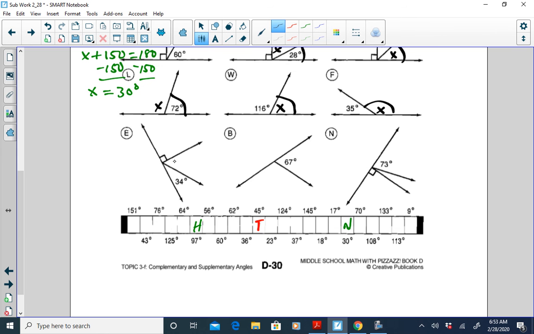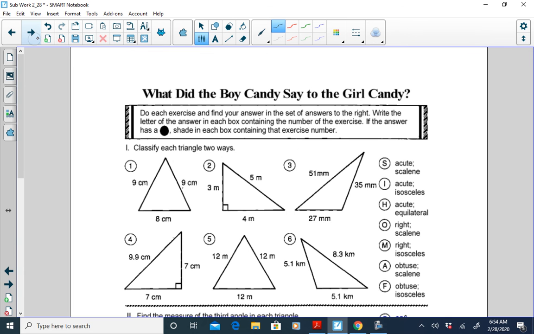And that's the same for these two. So we're going to make this X, and the 90 plus the X plus 34 is going to have a sum of 180. Let's make this X. X plus 67 is going to have a sum of 180. Here we're going to make this X. So we have 73 plus X plus 90 is going to be equal to 180. So for this section here, all of your equations will have a sum of 180 degrees. So just make sure you show your work when you do it.